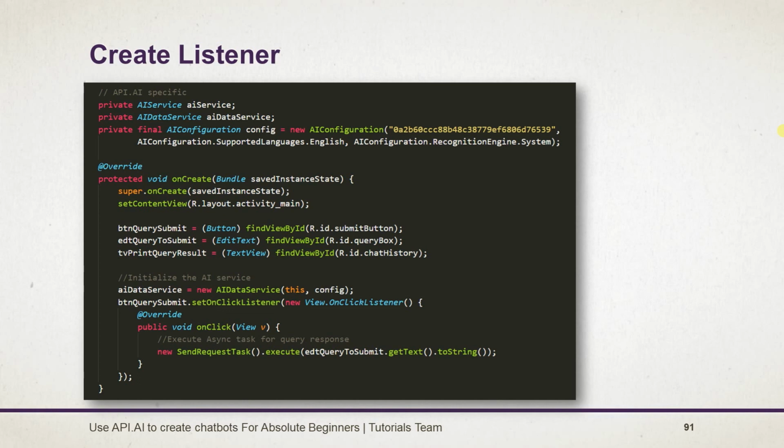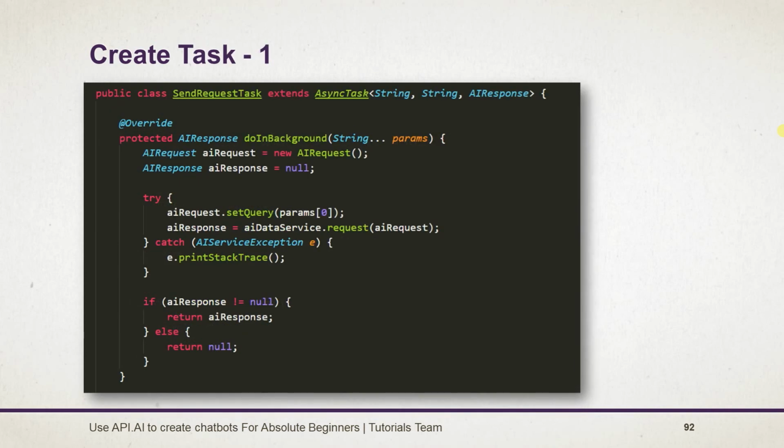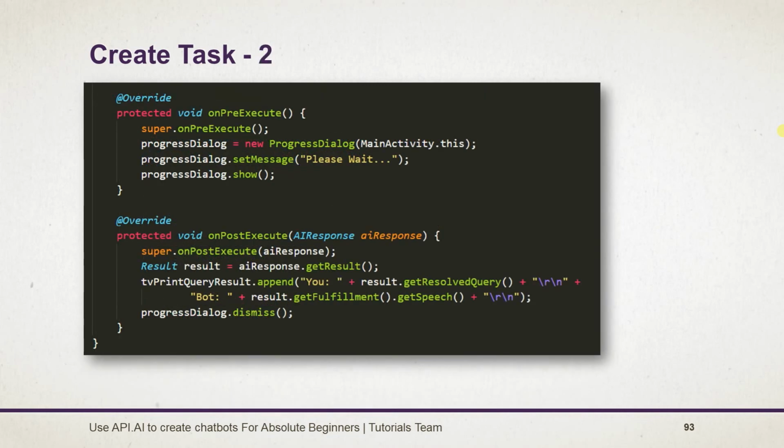Then we created the listener on the button on which we are executing our async task. Here is our async task in which we created the instance of the AIRequest and sent it by using the AIDataService. On pre-execute, we display the progress dialog. On post-execute, we retrieve the result from the AIResponse and append it in the text view and dismiss the progress dialog.